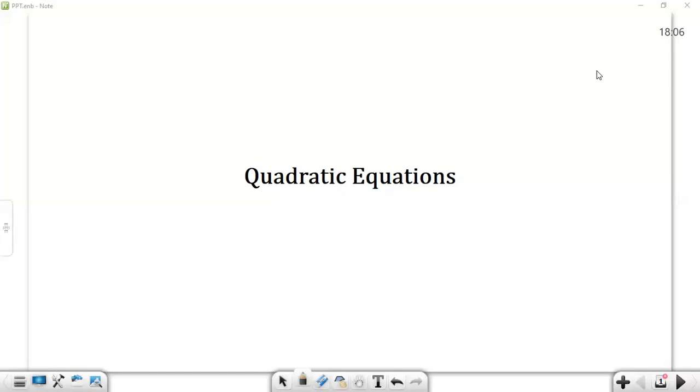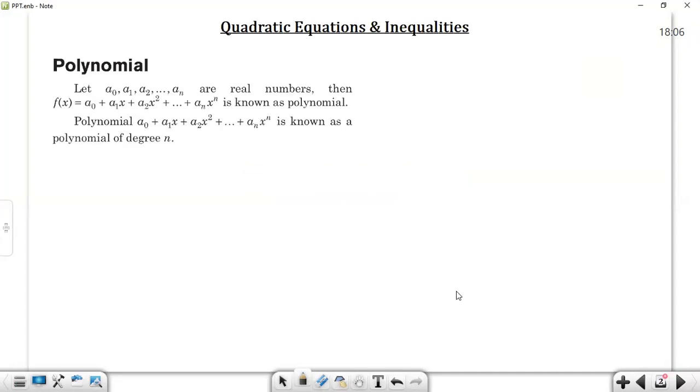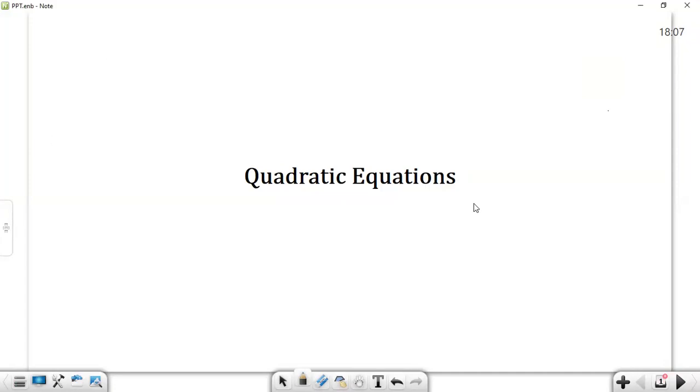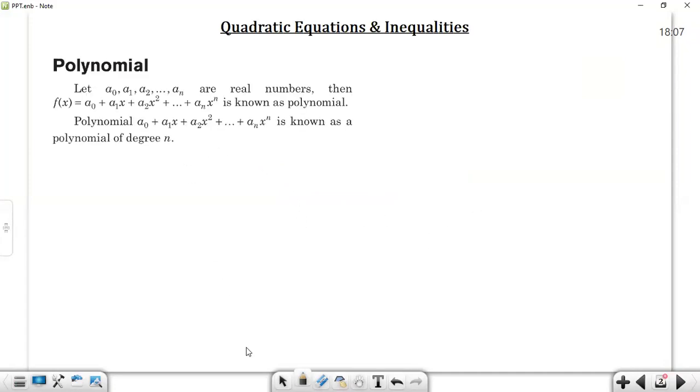Relations. Very important chapter and easy also. Simple, easy, and important. First of all, let's discuss what a polynomial is.